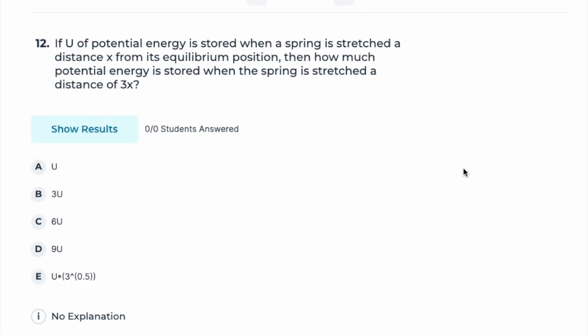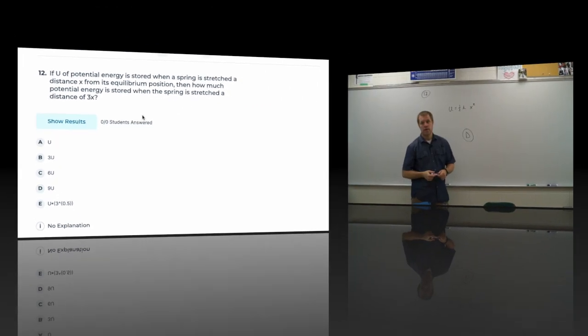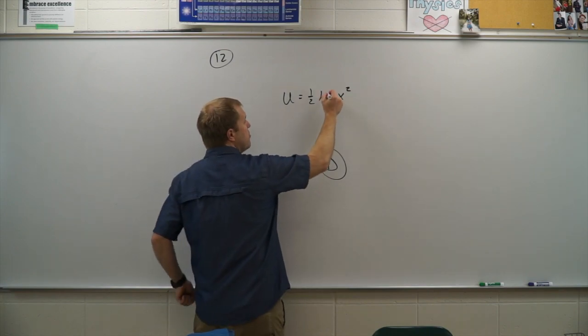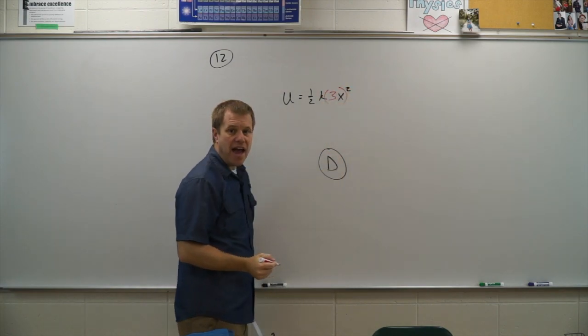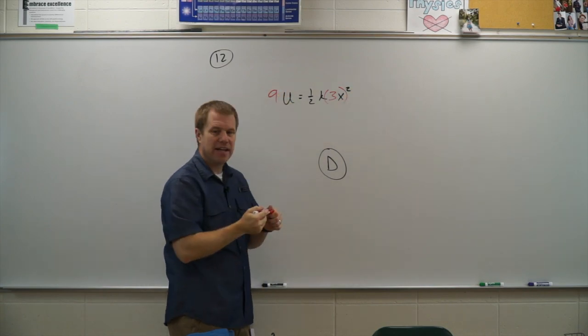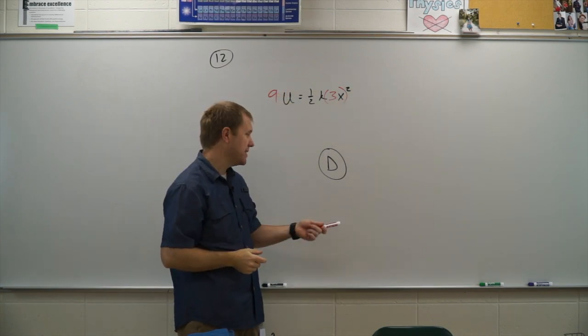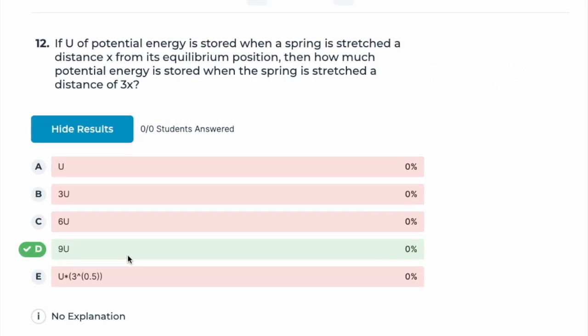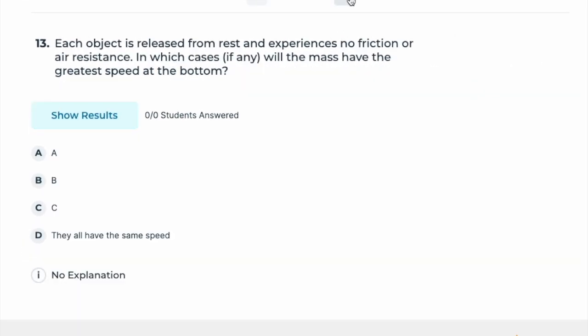Number 12, if the potential energy stored in a spring stretched a distance x from its equilibrium is known, how much potential energy is stored when the spring is stretched a distance of 3 times that? All right, let's take a look at this. If we do 3 times the x, it's going to be 3 squared, so it's 9 times the potential energy stored there. So the correct answer is D. Correct. 9 times the potential energy is stored.